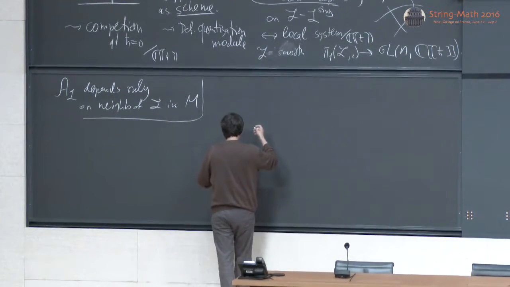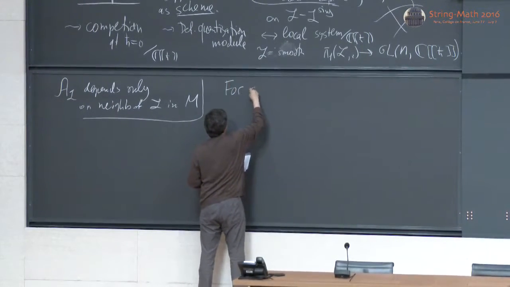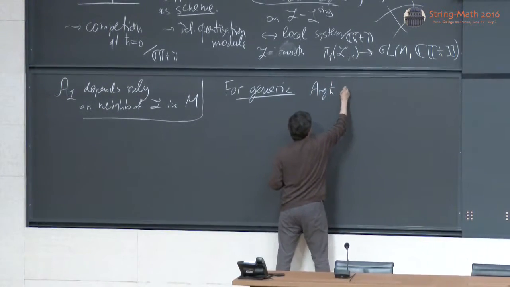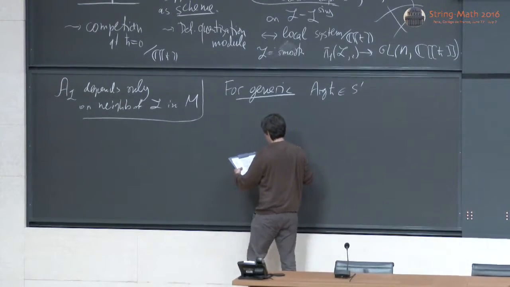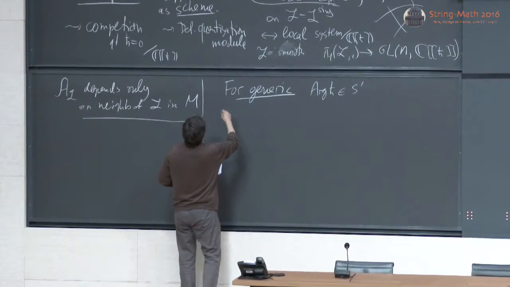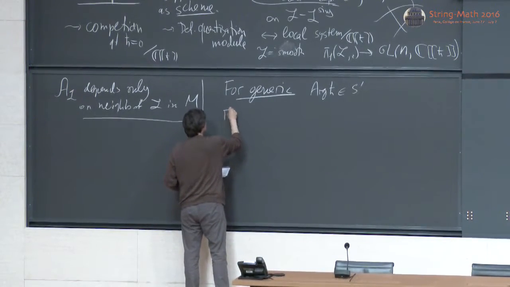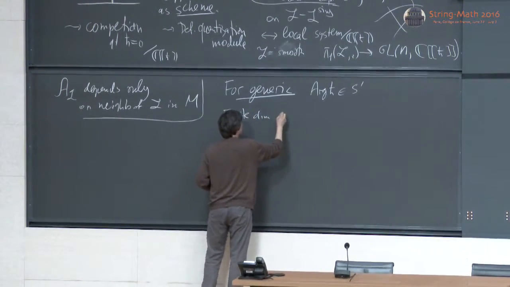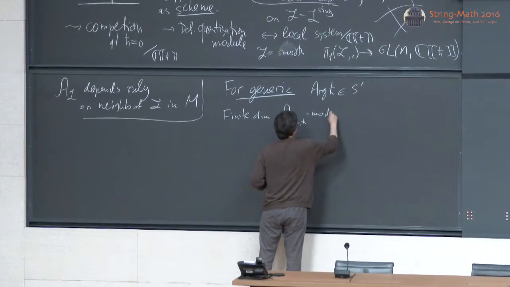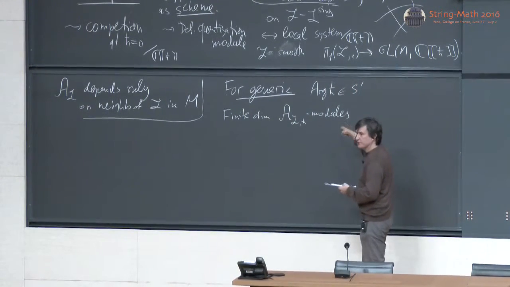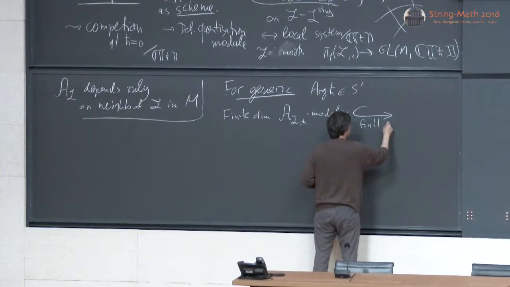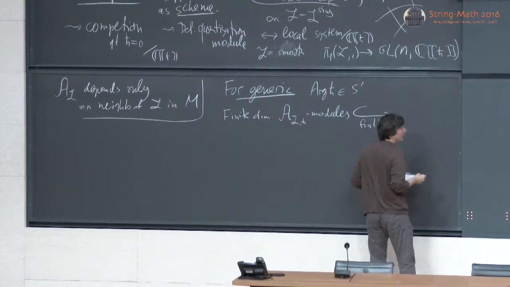So what is the key point here? The claim is that for a generic argument of H-bar, this local Fukaya category, where I just consider finite dimensional modules, embeds as a full subcategory into the global Fukaya category. I put H-bar because it can be interpreted as a local system on a circle, depending maybe on the argument of H-bar.